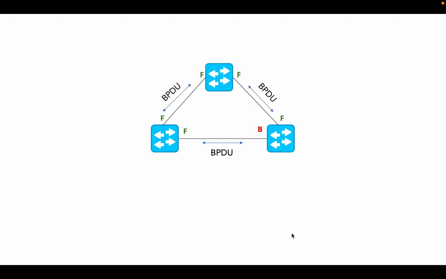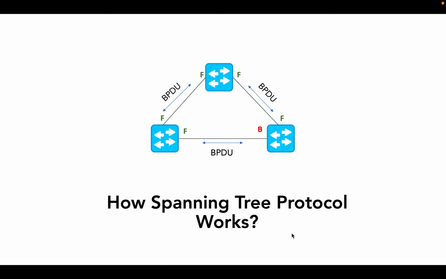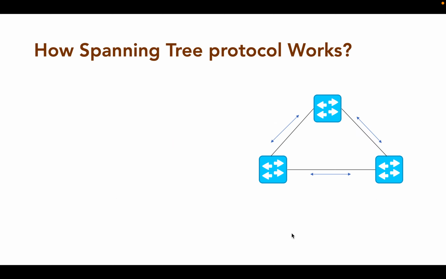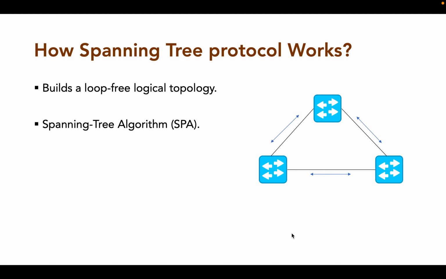In this session of the CCNA series, I'll discuss how Spanning Tree Protocol works. STP, or Spanning Tree Protocol, is a protocol that builds a loop-free logical topology for Layer 2 networks. STP uses the spanning tree algorithm to create a topology database of the network. And to prevent loops, STP places some interfaces in forwarding state and other interfaces in blocking state.